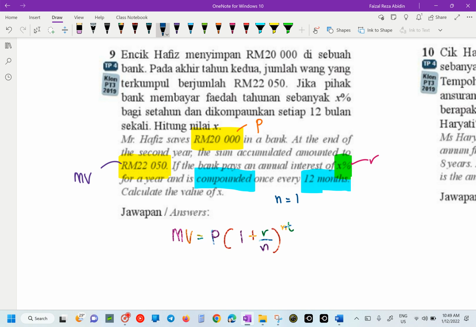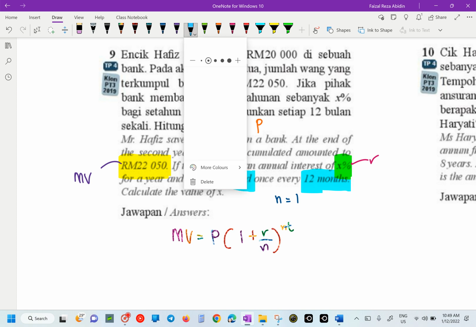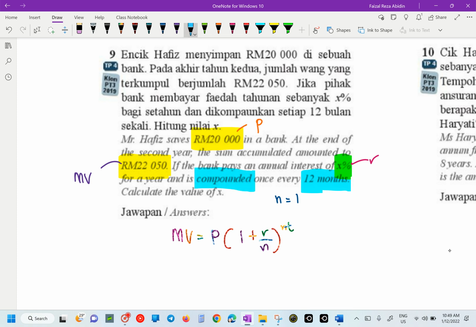Okay. Time, T. Where is our T? 12 months? Are you sure 12 months? If you look over there, we are going to have 2 years here. So that means T equals 2, isn't it? So just substitute into our formula here.